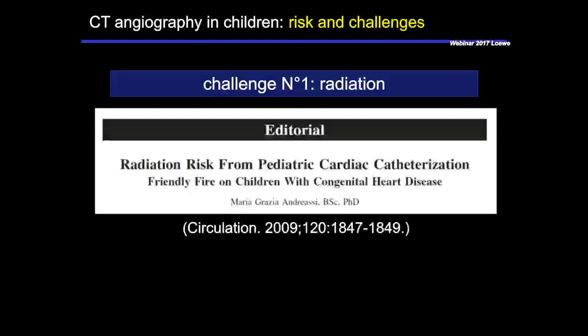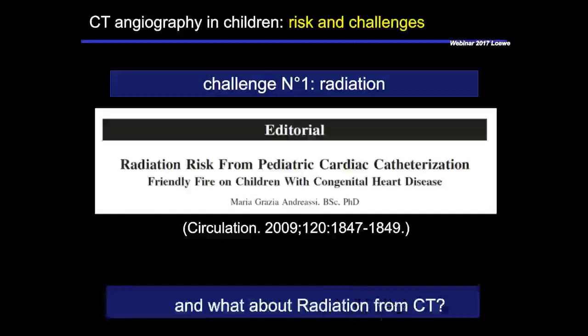This is the topic of many publications and editorials. These are found in Circulation about the friendly fire from cardiac catheterization. And the radiation from CT is not better than the radiation during cardiac catheterization. So the radiation is a big issue.